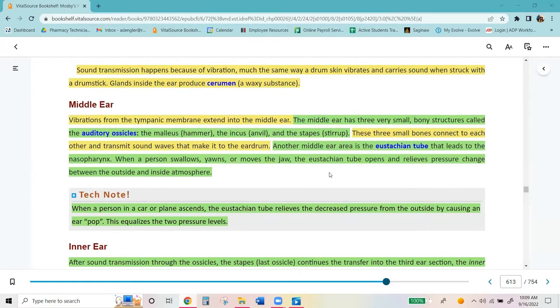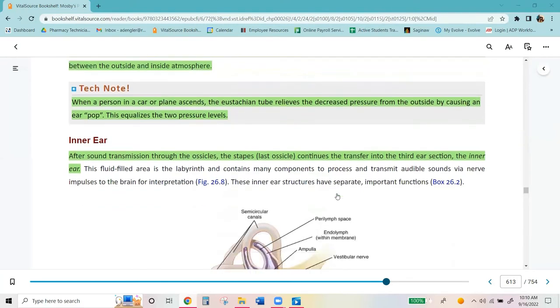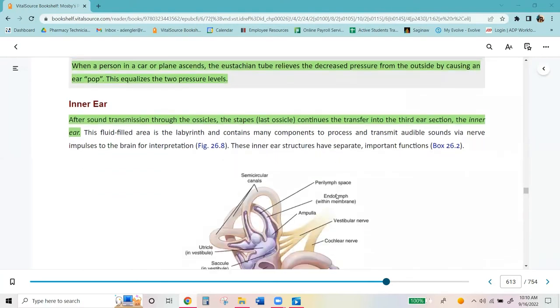Another middle ear area is the eustachian tube that leads to the nasopharynx. When a person swallows, yawns, or moves the jaw, the eustachian tube opens and relieves pressure change between the outside and inside atmosphere. And just a tech note, when a person in a car or plane ascends, the eustachian tube relieves the decreased pressure from the outside by causing an ear pop, and this equalizes the tube pressure levels. After sound transmission through the ossicles, the stapes continues to transfer into the third ear section, the inner ear.